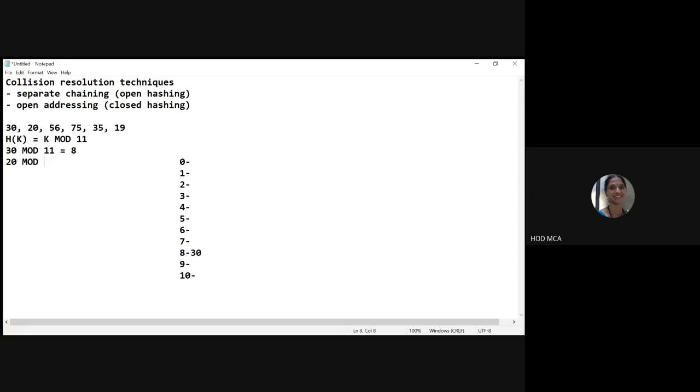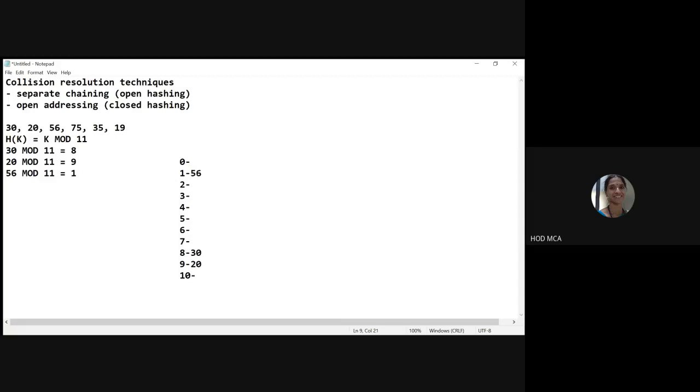Next we are taking 20. 20 mod 11. What is 20 mod 11? 20 mod 11 is 9. So in the 9th location, you will have 20. Next we have 56. So I'll take 56 mod 11. 56 mod 11 would be 1. 20 mod 11, did I not write here? 20 mod 11 is 9. Okay. So 56 mod 11 is 1, so in the first location, you will be storing 56.